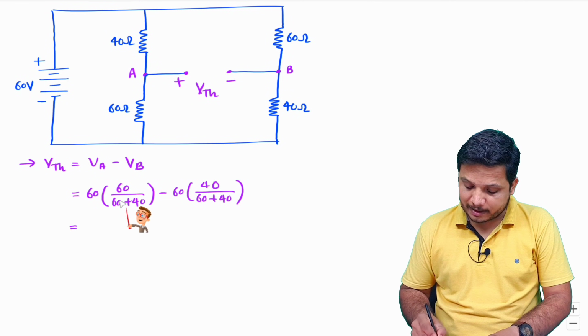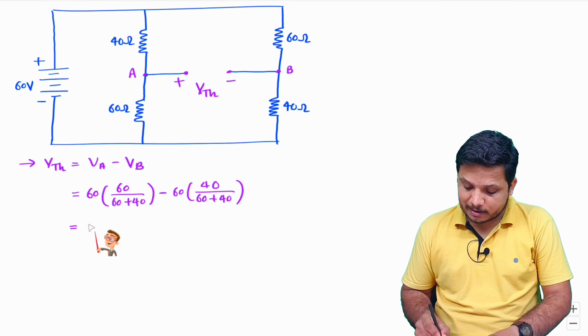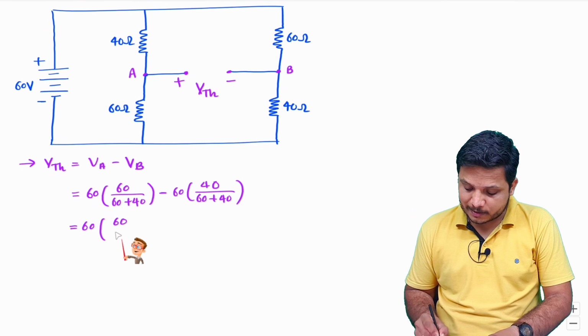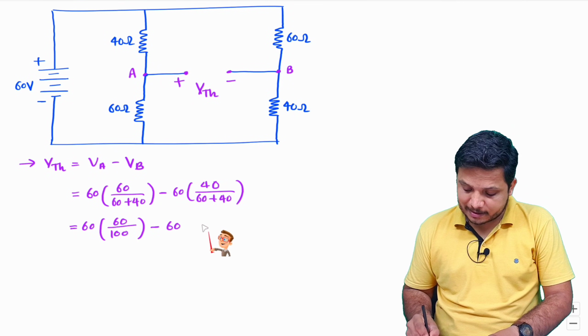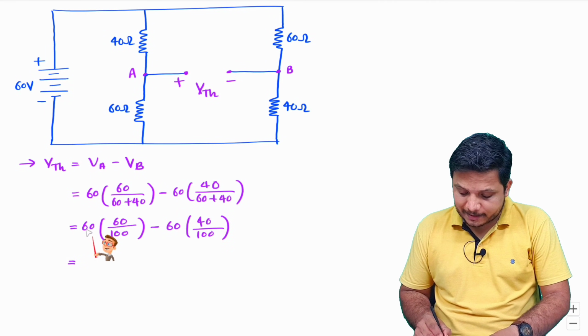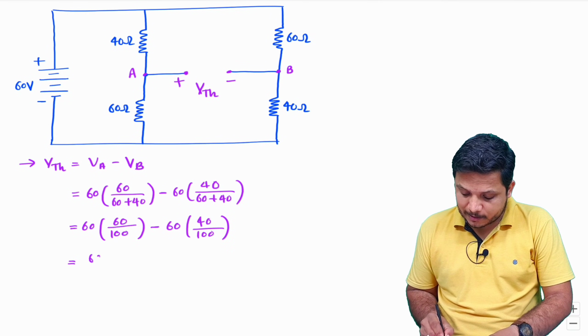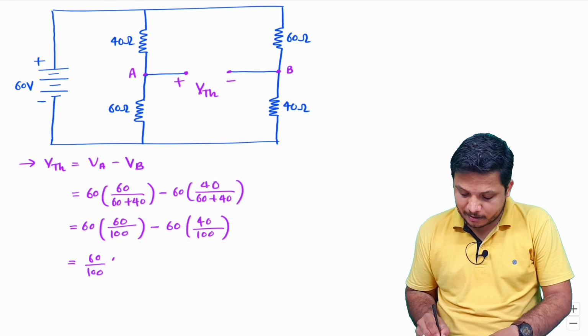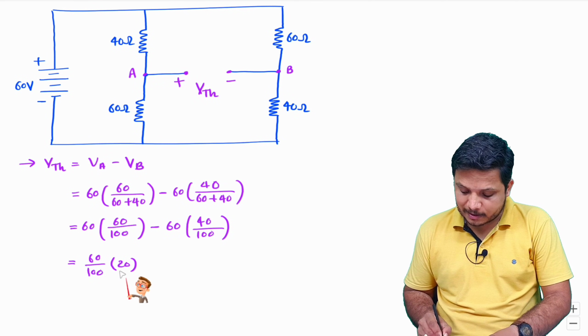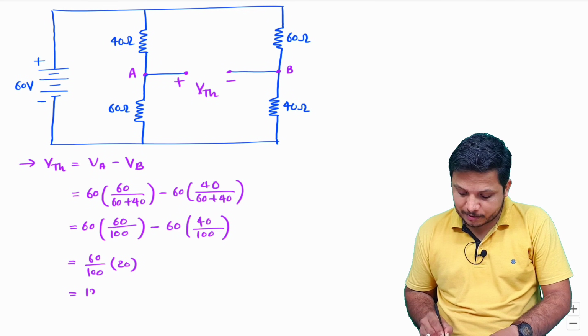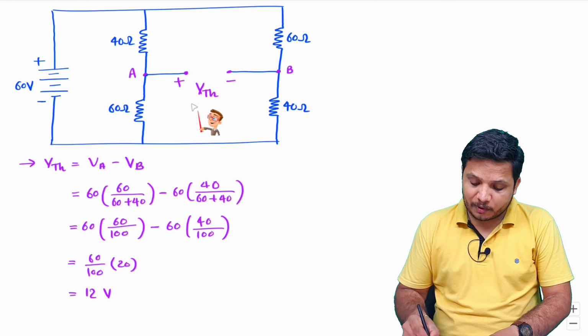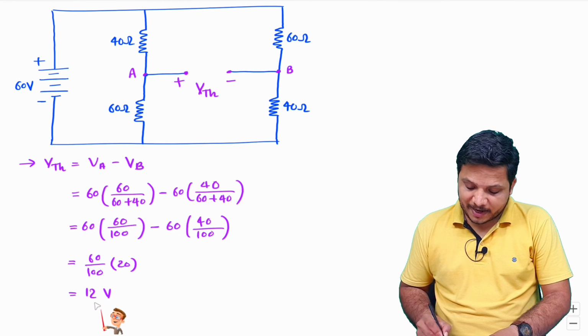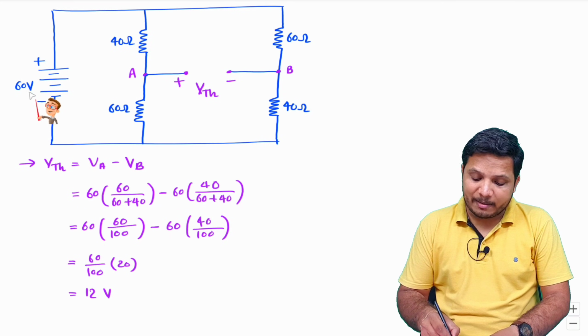So let us calculate this further. This is 60 into 60 divided by 100, minus 60 into 40 divided by 100. Here you can see 60 and 100 are common. So 60 divided by 100 into 60 minus 40, which is 20. If you simplify this, it will be 12 volts. So our VTH for this given circuit is 12 volts, right? And this is based on an independent source, the 60 volt source.